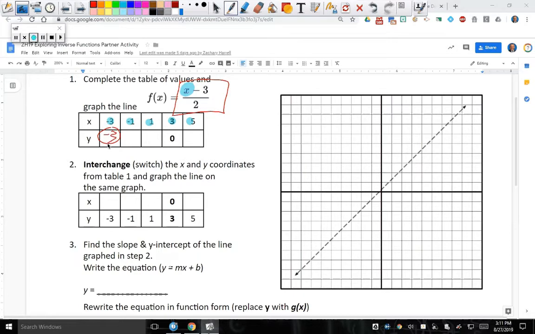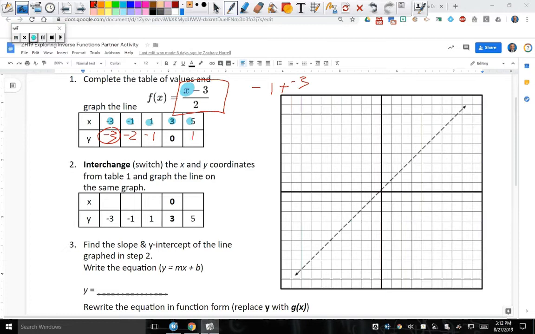How about if I plugged in -1, what would I get? -2, because -1 minus 3 is the same as adding another negative to get a further -4, and when we divide by +2, we get -2. Let's plug in 1. -1, because 1 minus 3, I hear a lot of negative mistakes, 1 minus 3 would be -2, divided by 2 is -1, right? How about if I plugged in 5? It'd be 1.